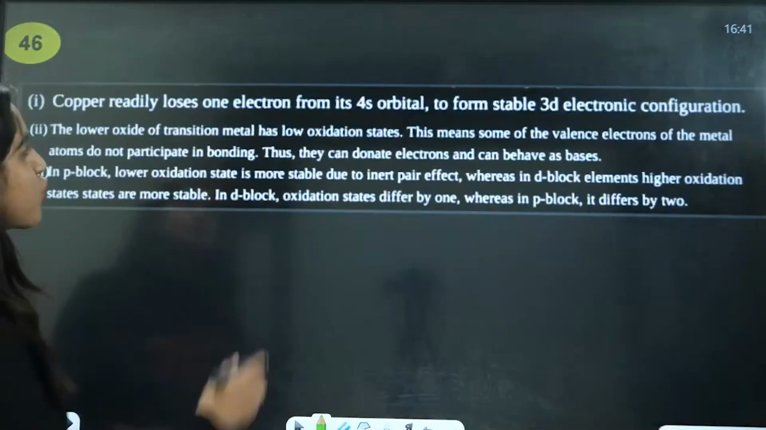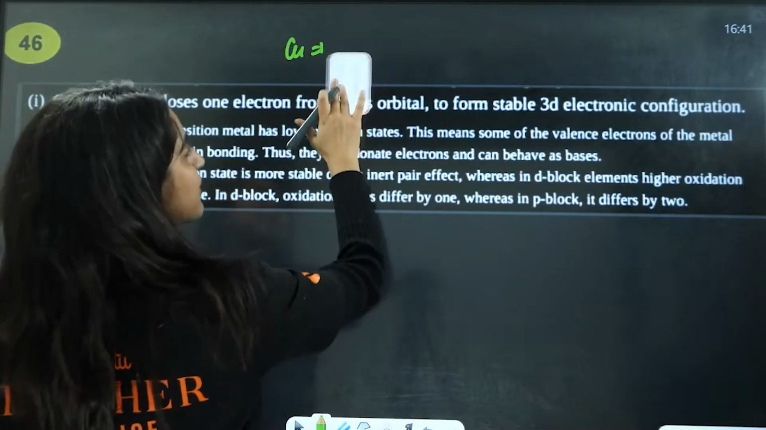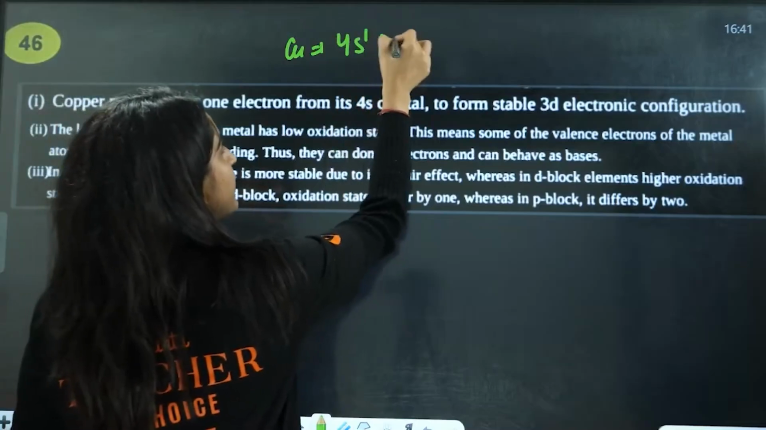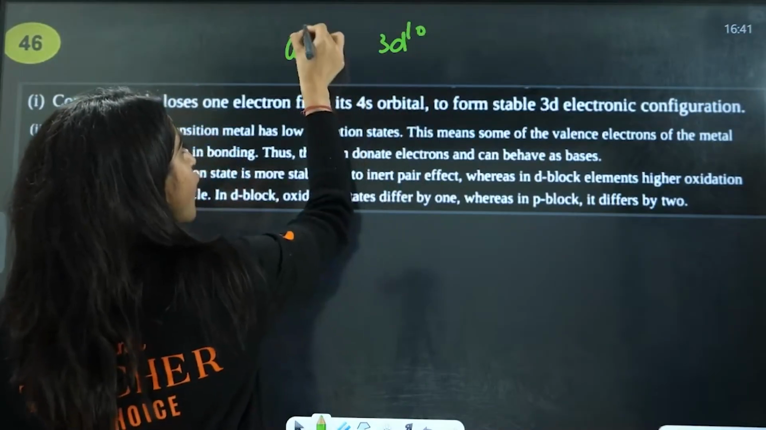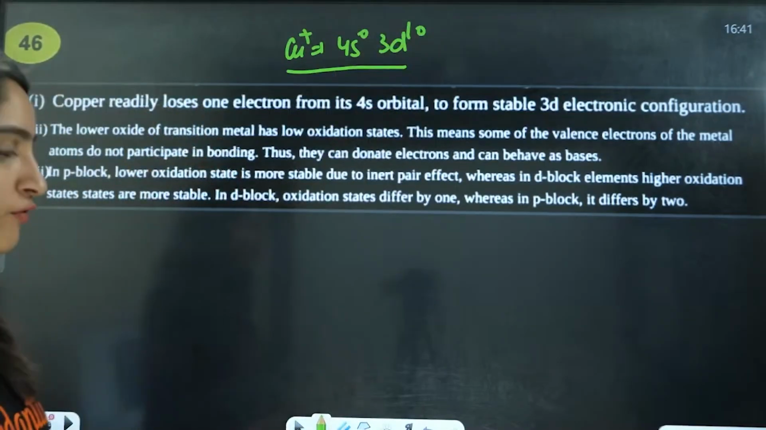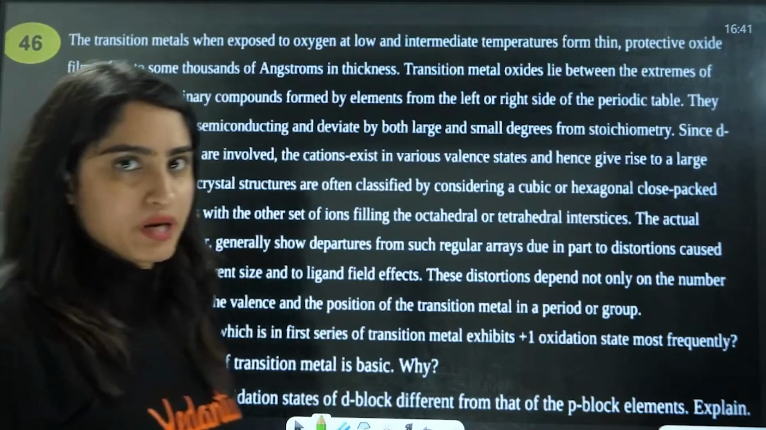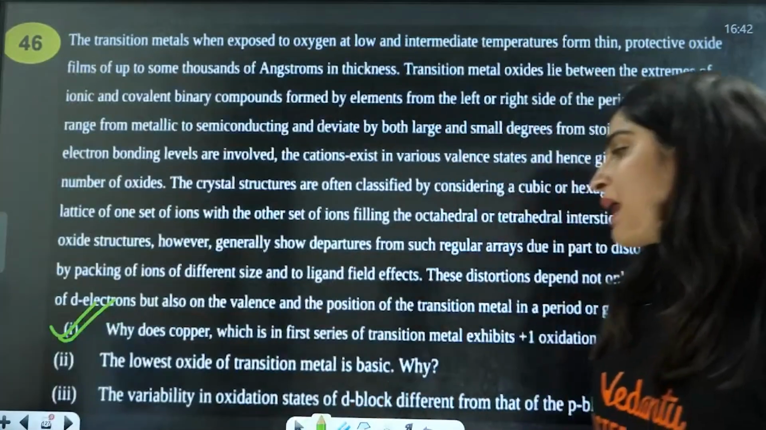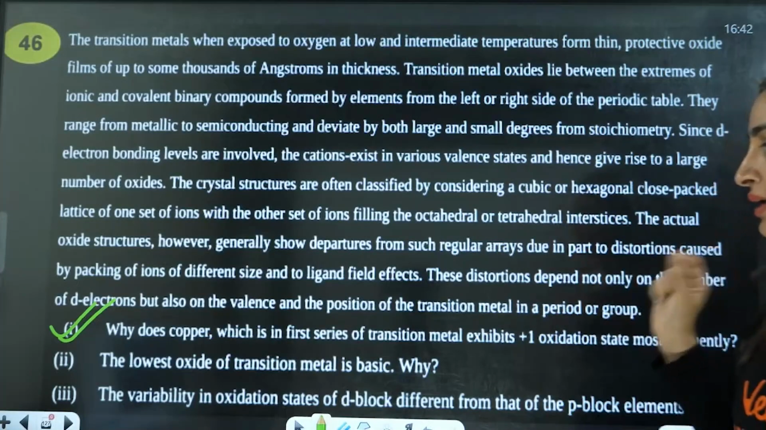Why so? Because copper has the configuration argon 18, 4s1, 3d10. Right? So after losing 1 electron, Cu+ will be 4s0 3d10. This is a stable fully filled configuration. That is why it will stay in the Cu+ state here. Right? Okay.